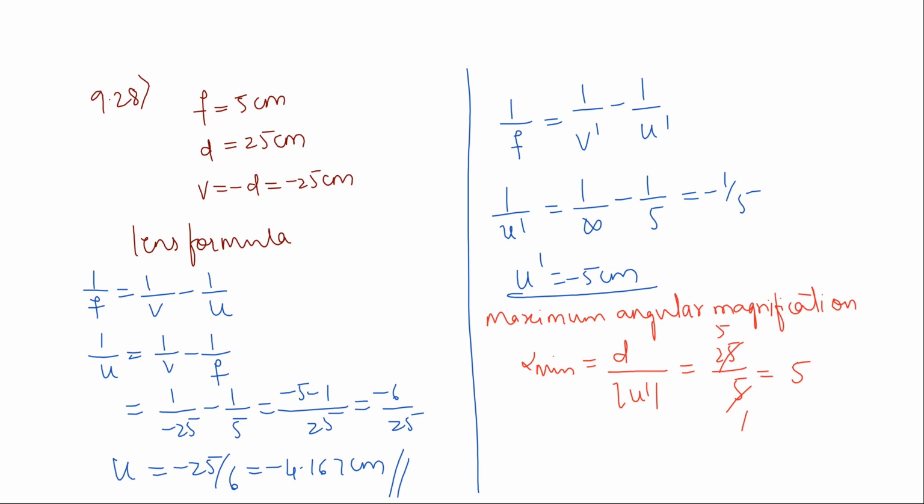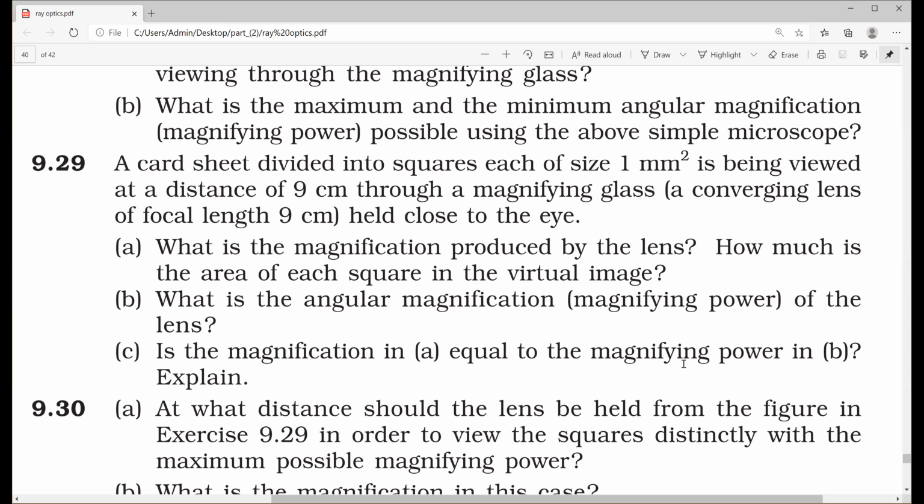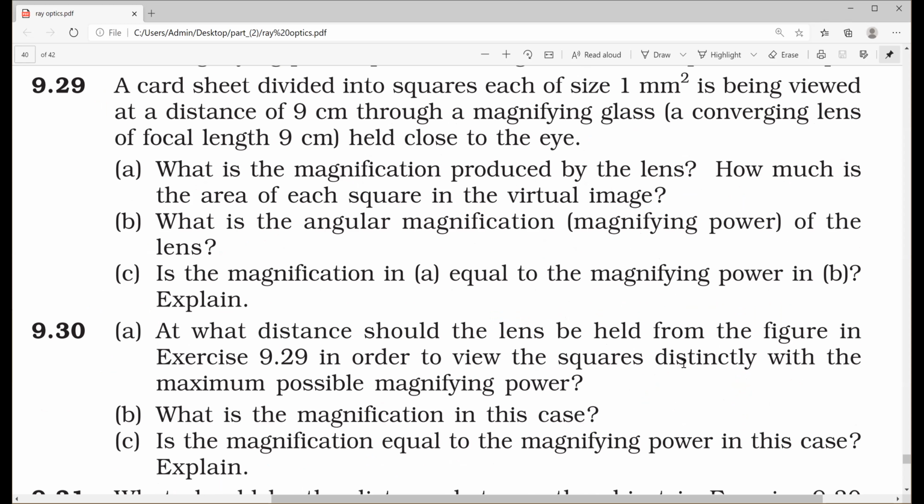So next we shall move to the next question, that is 9.29. So here in the question, they have said, 9.29 we are solving. In that, they have asked three questions: A, B, C.